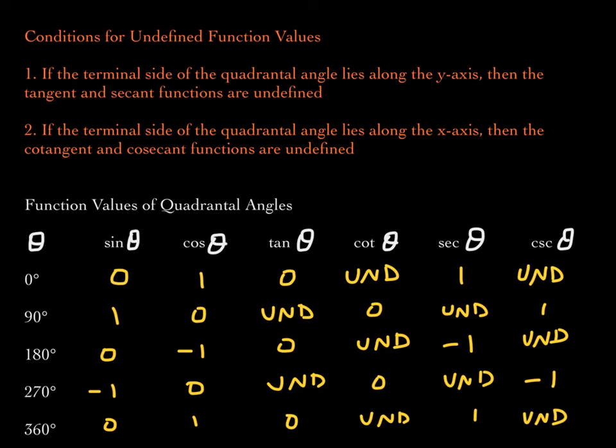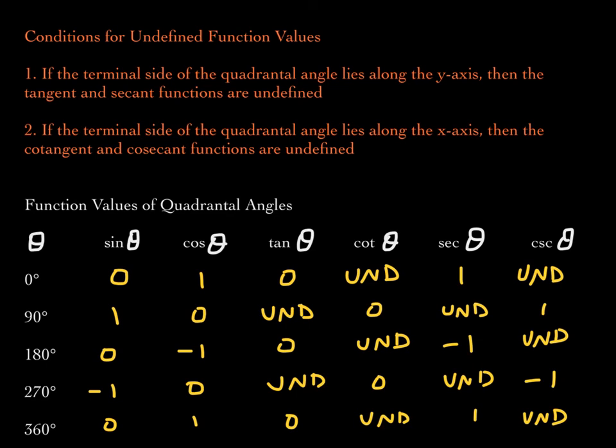Here is our table with all of the function values filled in. Notice that you have nothing but zeros, ones, -1s, and undefined. Again, if you need help filling in this table, remember that you can always draw a picture of the angle like we did for 90 degrees. Go ahead and choose 1 or -1 on that terminal side and generate your trig function values.